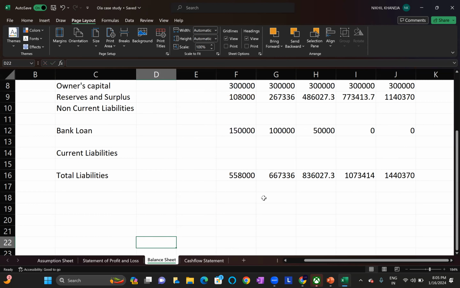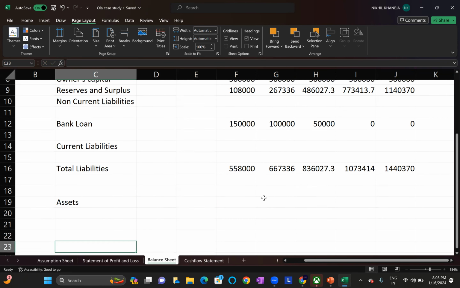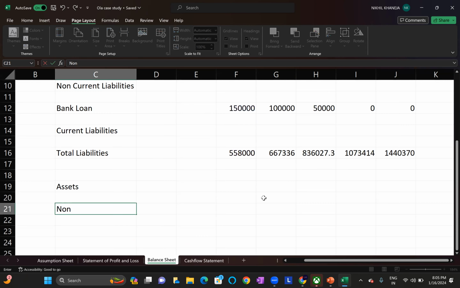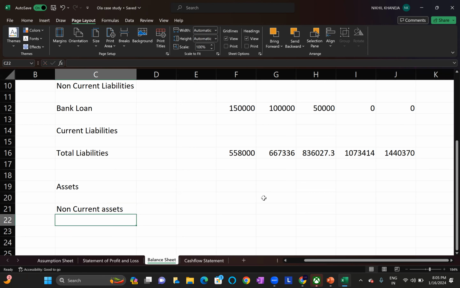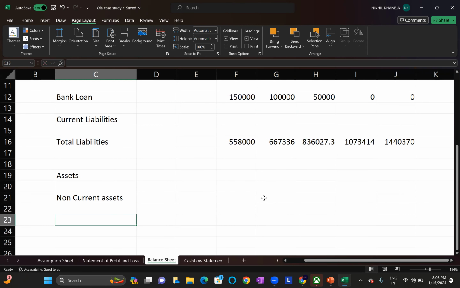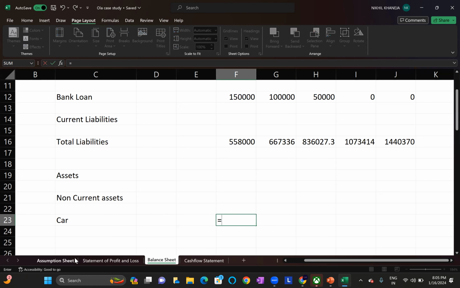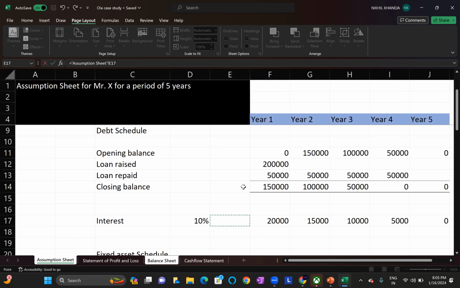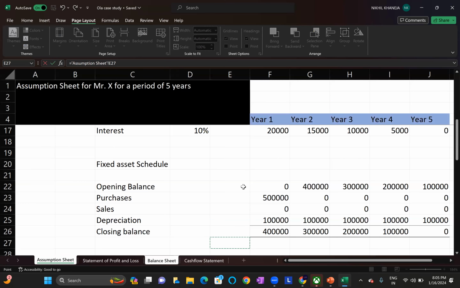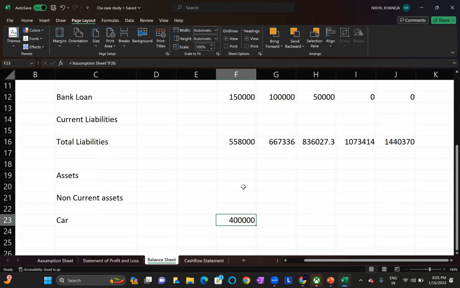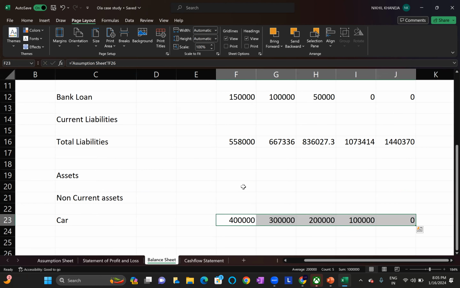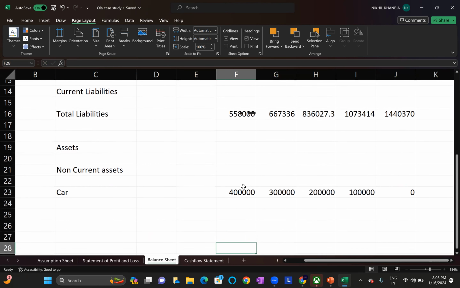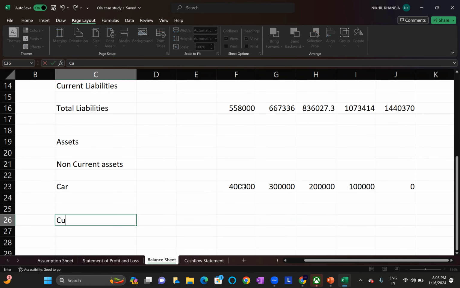Now I'll be calculating assets. So first of all, non-current assets. Under non-current assets, we have a car that we bought. Closing balance of car, I'll be linking from my fixed asset schedule. Closing balance of car, this one. Control C, drag it for remaining years. Here, current assets.